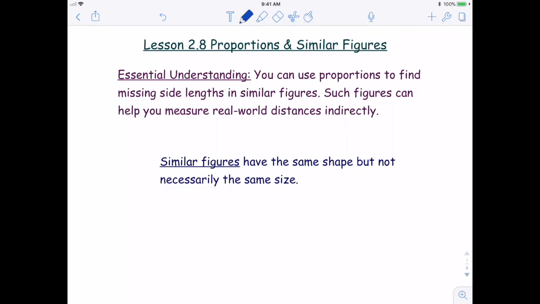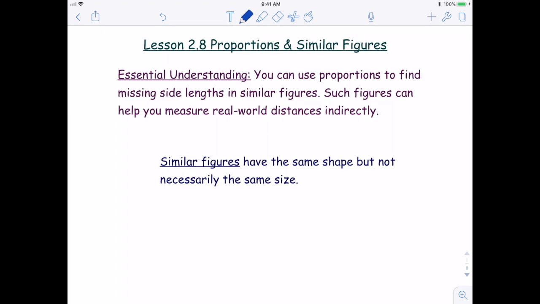Previously, we've discussed how to solve proportions when we have a ratio set equal to another ratio. Now we're going to use these proportions to find missing side lengths in similar figures. We can also bring in some real-world distance problems to help us solve some application problems.